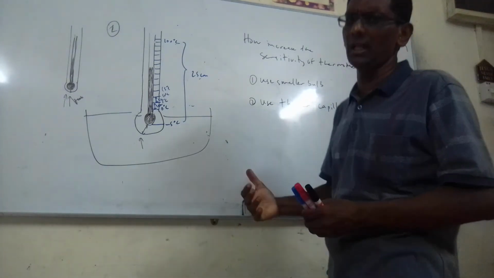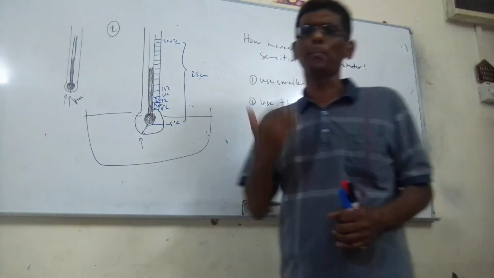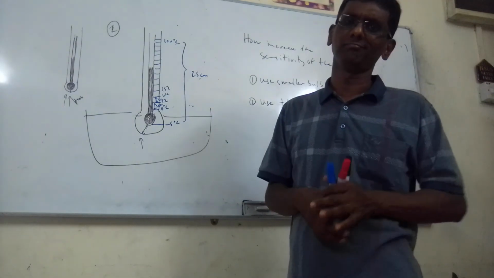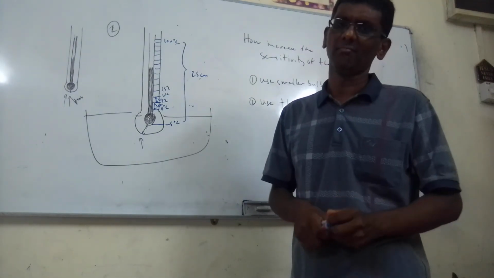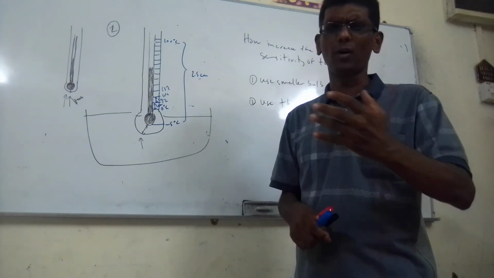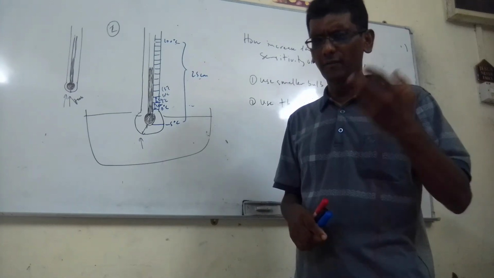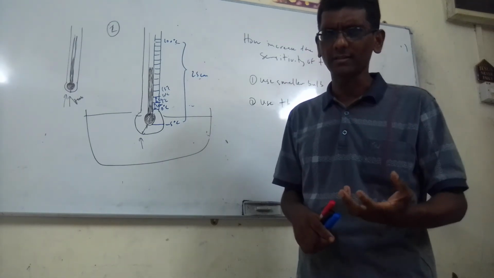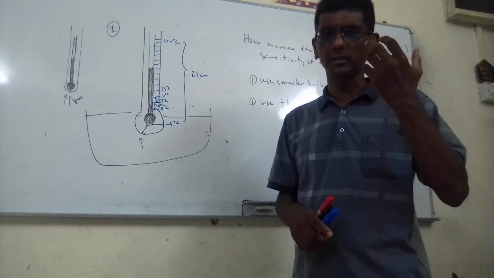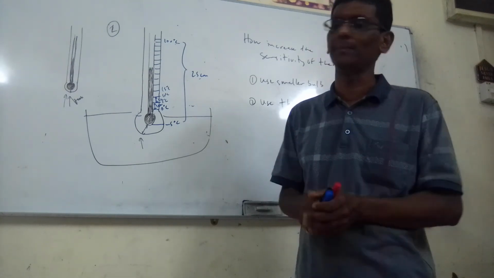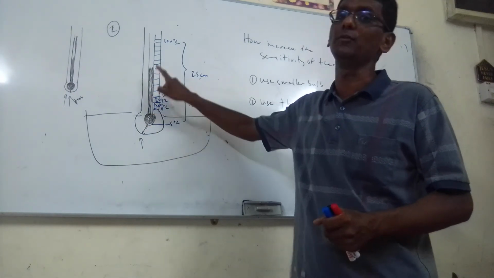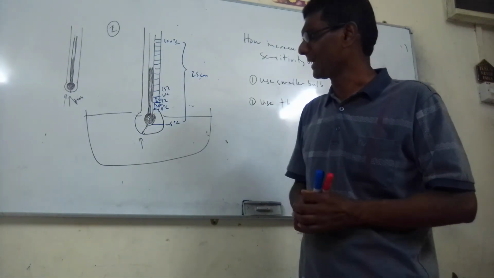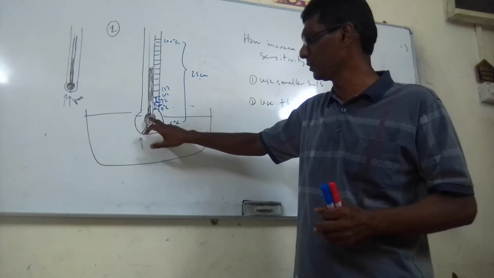So another question: why do they use mercury in the thermometer? Why don't you use another liquid? Okay, there are 4 or 5 reasons. First reason, mercury expands and contracts uniformly. That's the first reason.